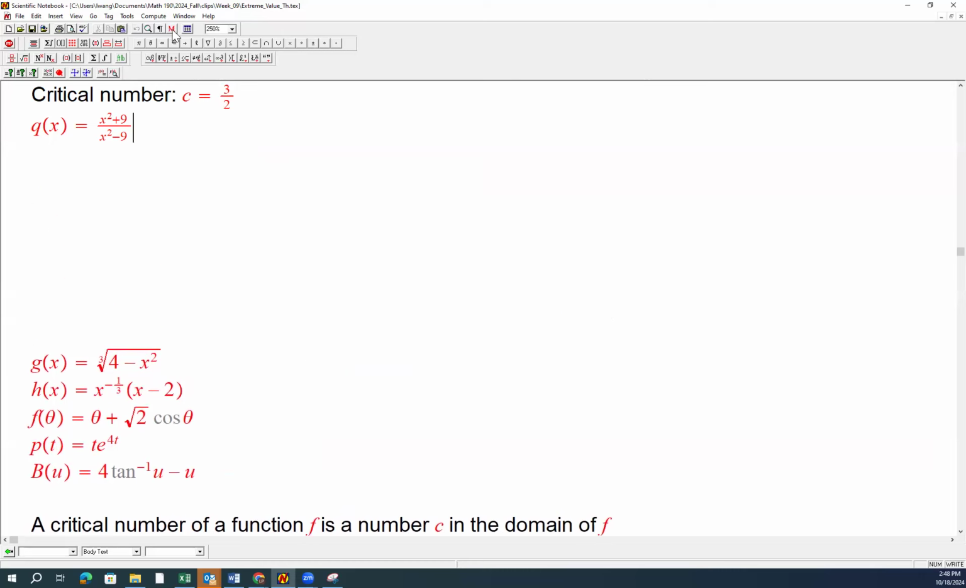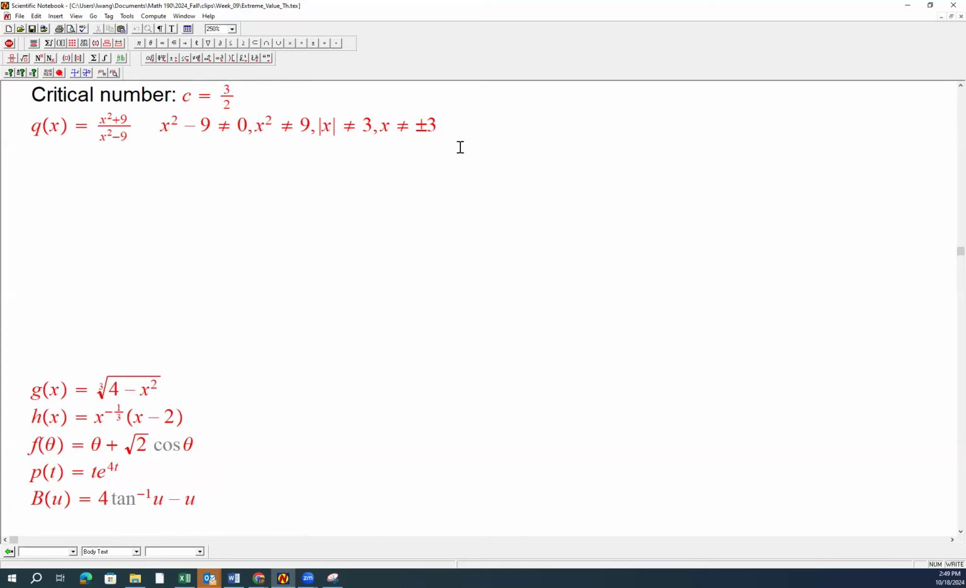Okay. So first of all, we determine the domain of this function, which is x squared minus 9 should not be 0. And as a result, x squared should not be 9. And as a result, the absolute value of x cannot be 3. So in the end, x cannot be plus or minus 3. All right, so that's the domain.